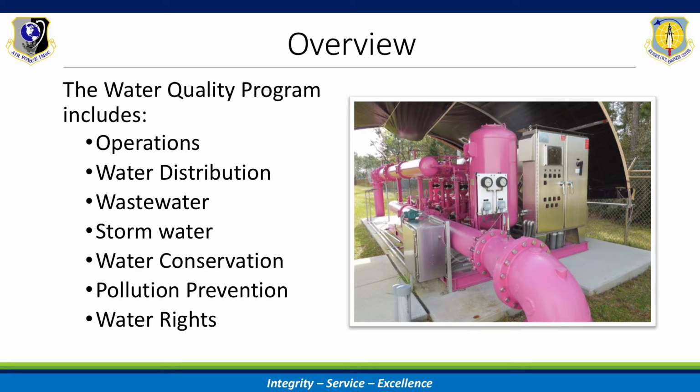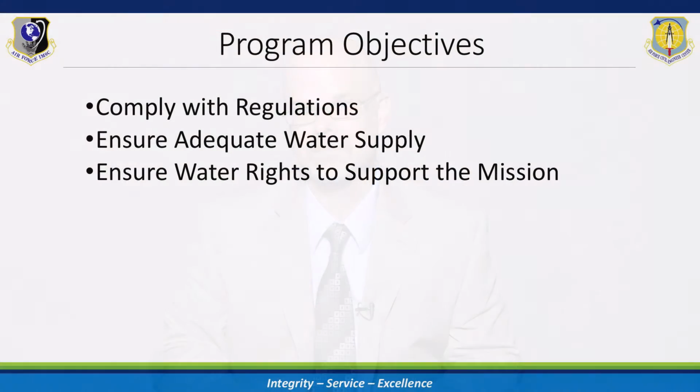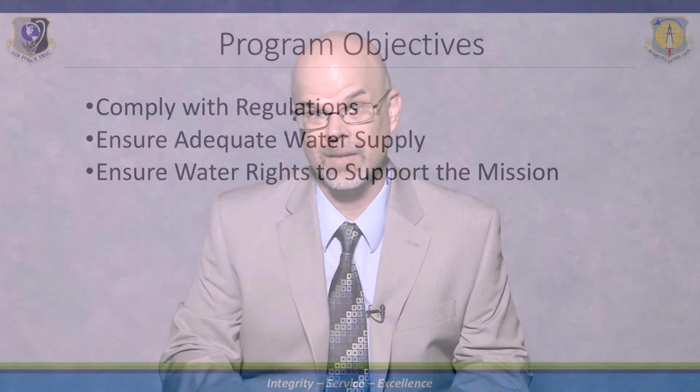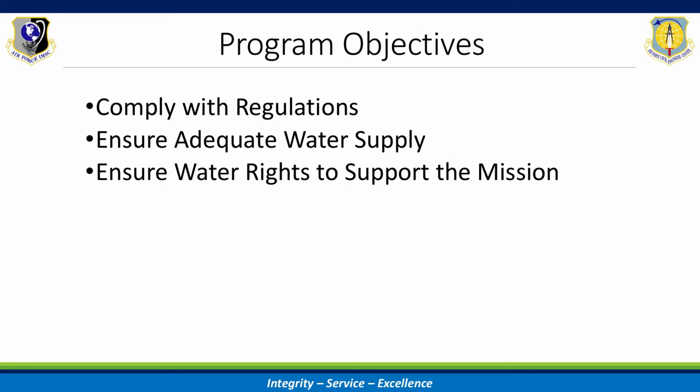The image in this slide shows a water system that had been in disrepair before it was repaired to meet compliance requirements. The Water Quality Program strives to achieve compliance with the Safe Drinking Water Act and Clean Water Act requirements to ensure that the installation can provide clean water and meet the water requirements of the installation. In addition, the program strives to ensure that the installation has adequate supply and water rights to meet mission requirements.